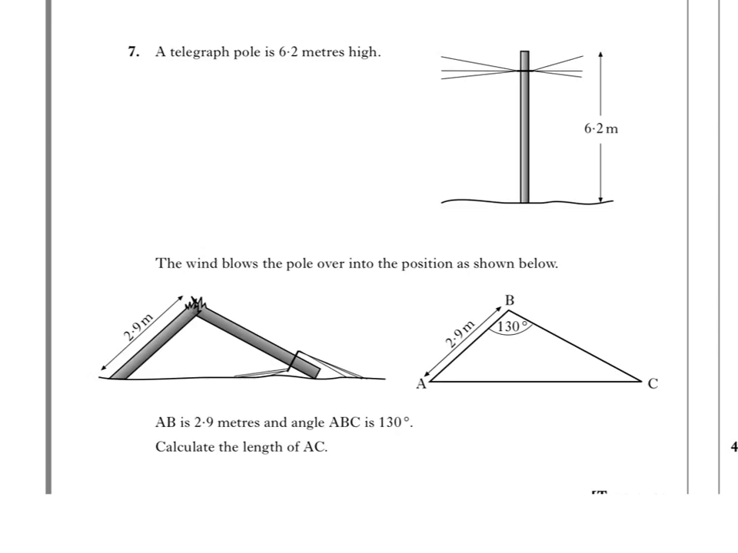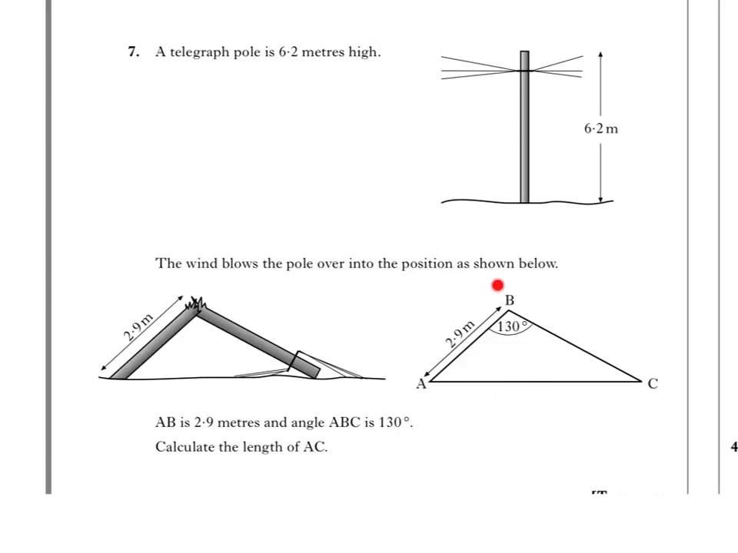Section 26, question 5. A telegraph pole is 6.2 metres high. The wind blows the pole over into the position as shown below. AB is 2.9 metres, and the angle ABC is 130 degrees. Calculate the length of AC. So looking for this bit here.